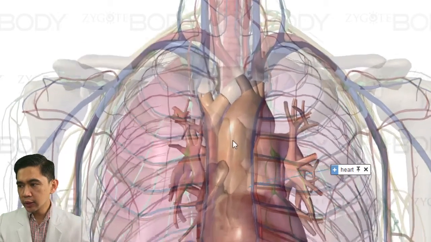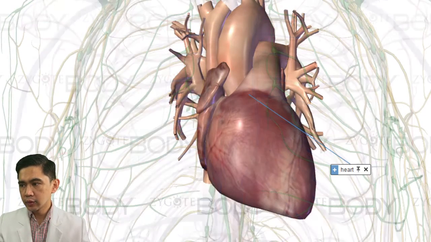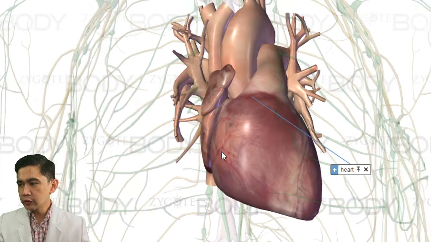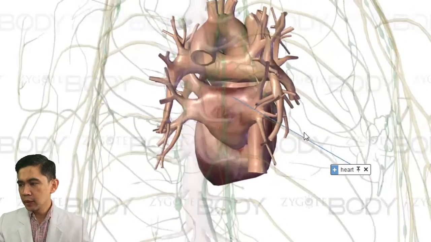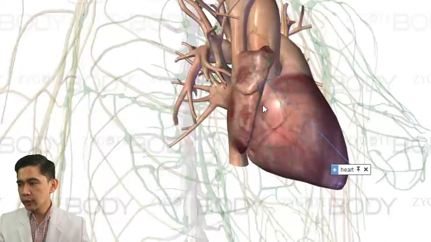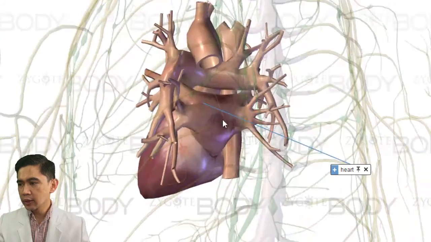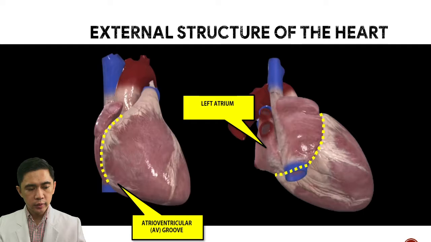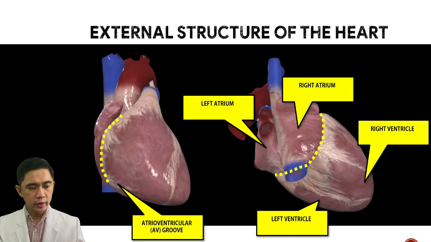So this is again the heart. So this is the AV groove, and if you follow that at the back, it grooves down and up, and this groove will separate the right atrium from the right ventricle, as well as the left atrium and the left ventricle. So that is the groove we see there. So the AV groove will tell us where the atria are, the left atrium and the right atrium, from the left ventricle and the right ventricle.